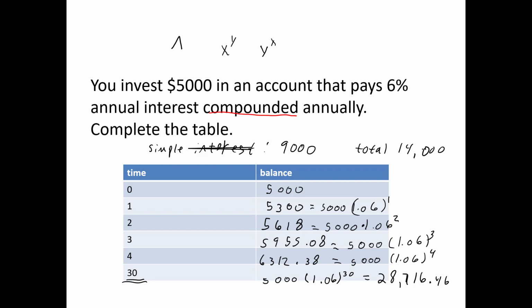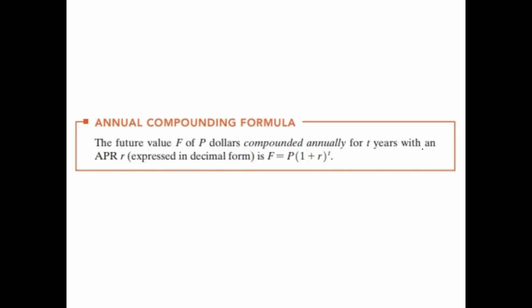It's a lot more, almost twice as much more by doing compound interest as opposed to simple interest. And it should make sense that once I got paid the interest, that is now my money, and so I should collect interest on that interest. Okay, so this leads us to our next formula. If we generalize from this example, we get this next formula, the annual compounding formula.